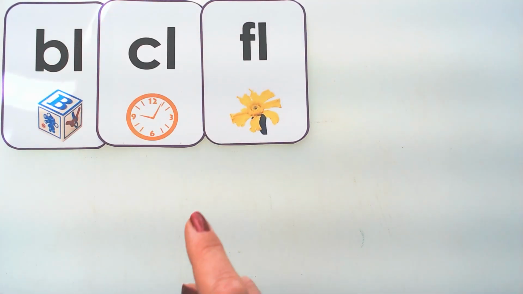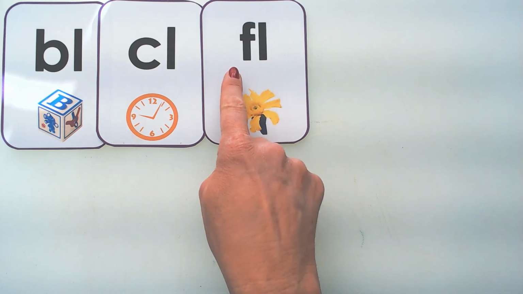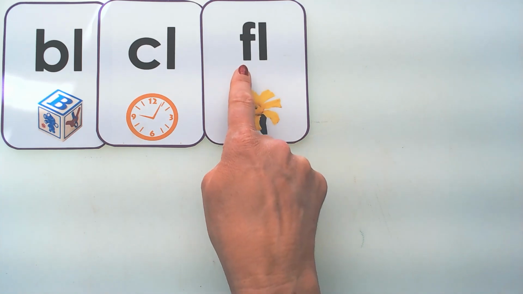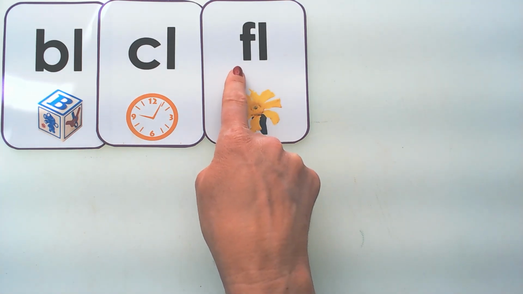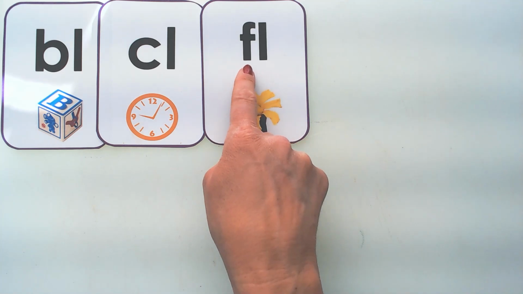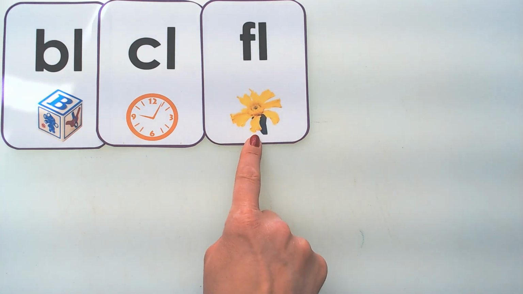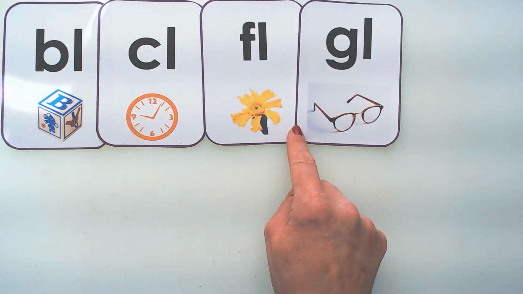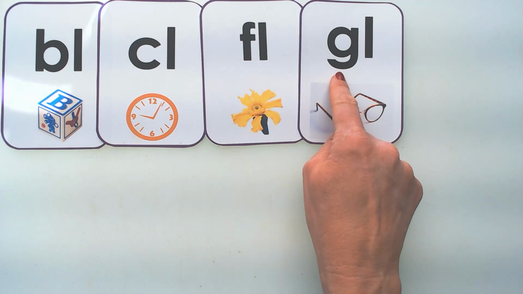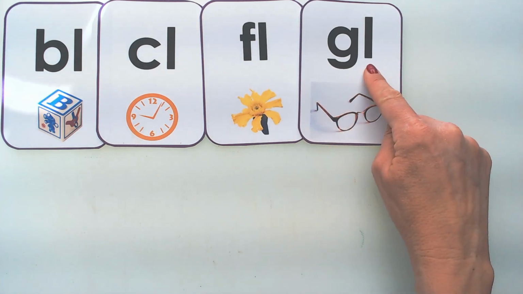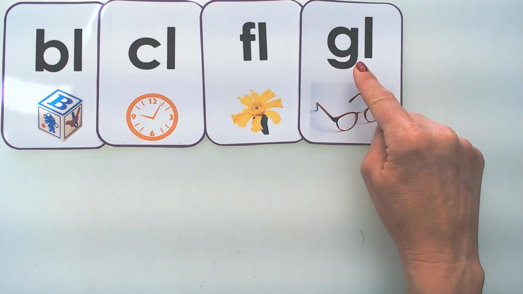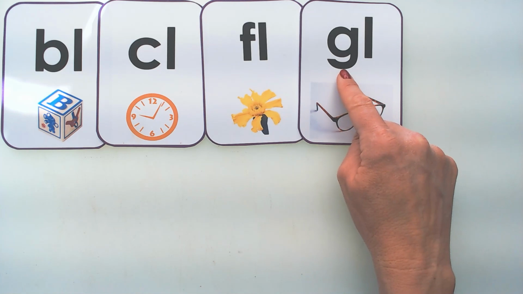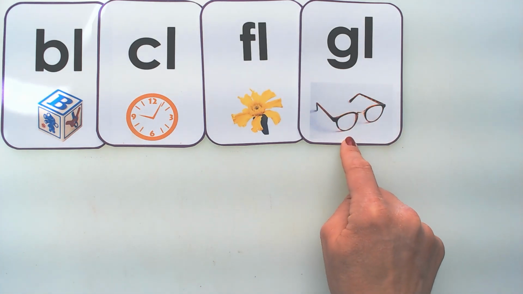So let's just sound it, okay? So F says f and L says l. Let's blend them together. FL says fl, like flower. So G says g and L says l. Blend them together, and this says gl, like glasses.